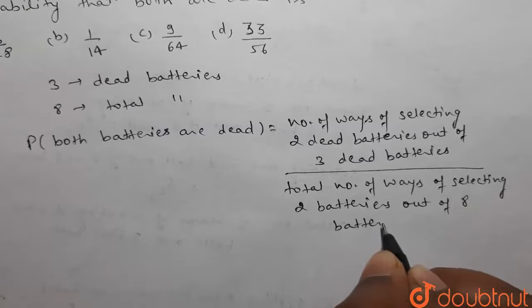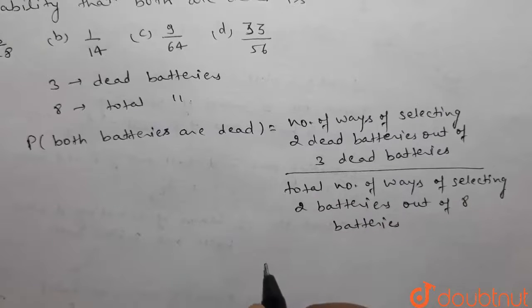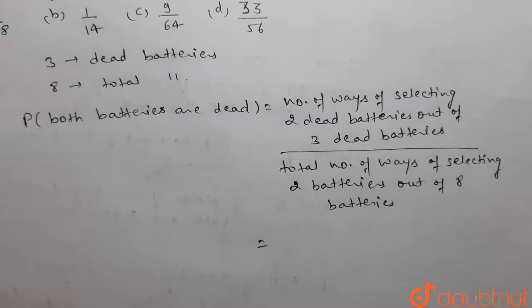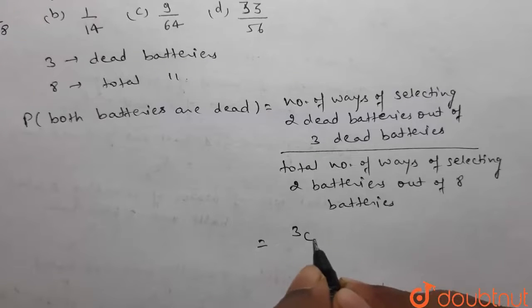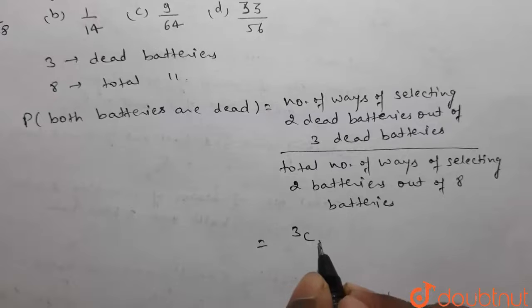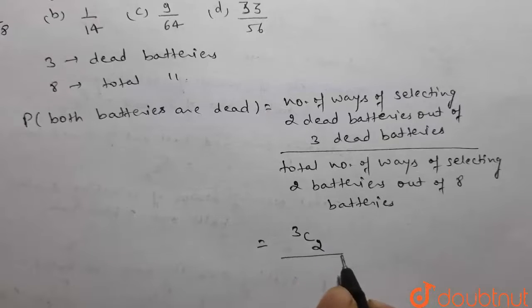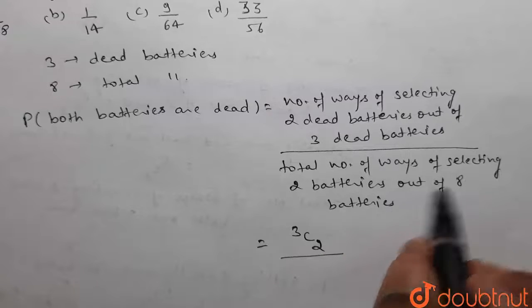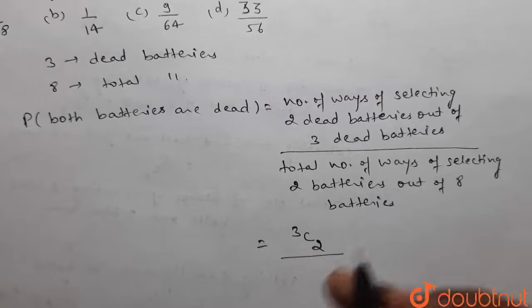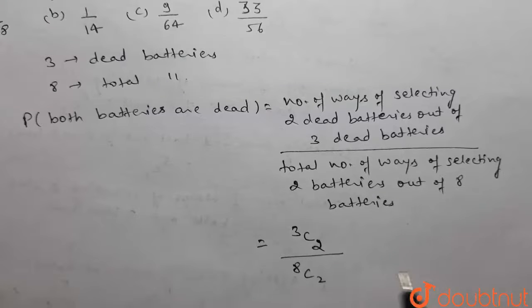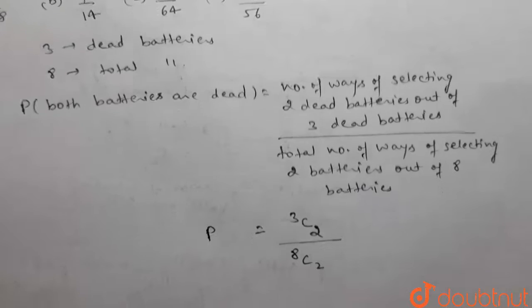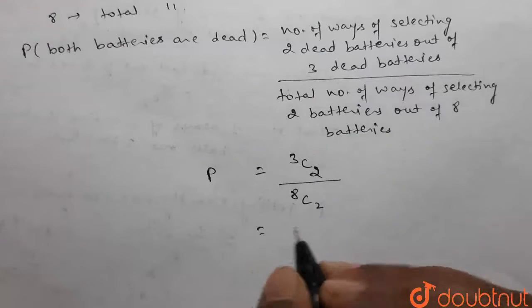Okay, now the number of ways of selecting 2 dead batteries out of 3 dead batteries will be 3C2, divided by the total number of ways of selecting 2 batteries out of 8 batteries, which will be 8C2. So the required probability P will be equal to 3C2 divided by 8C2. Now we will solve this.